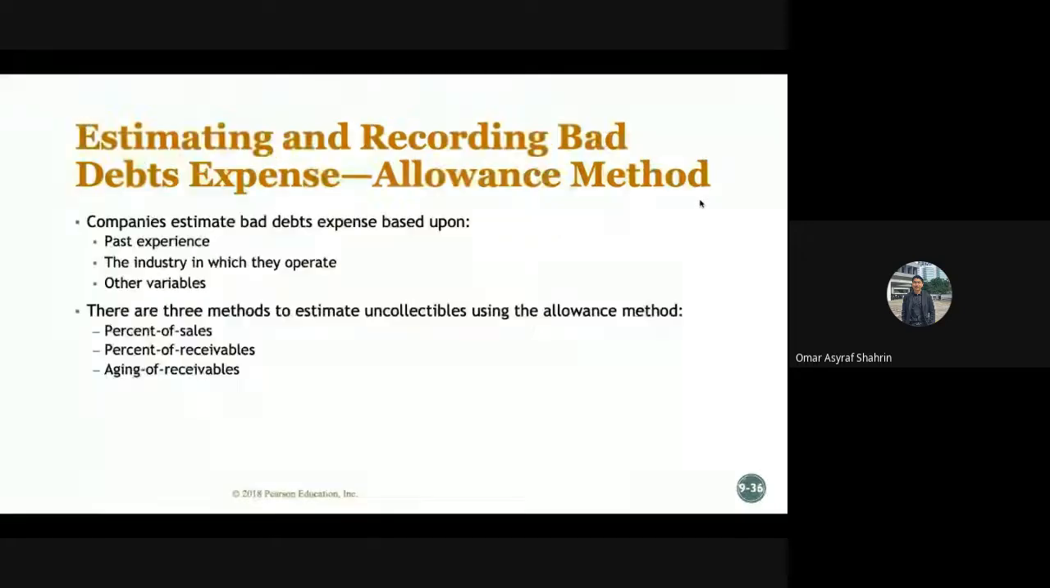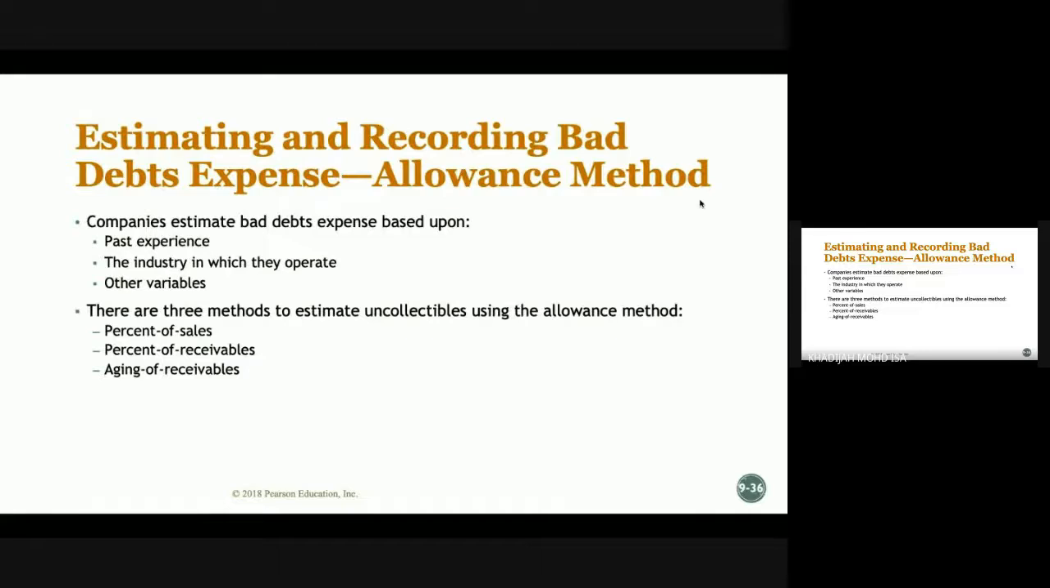Right. Now, estimating and recording bad debt expense under the allowance method. The company estimates bad debt. So how are you going to do the estimation of bad debt? Normally you use past experience, and sometimes the common industry has a certain method of providing allowance, and other variables. So there are three methods for you to estimate uncollectibles: percent of sales, percentage of receivable, and aging of your receivable.